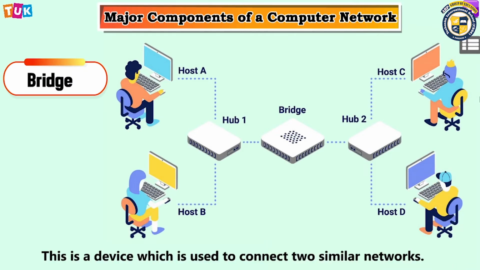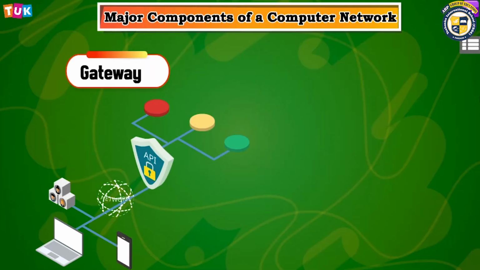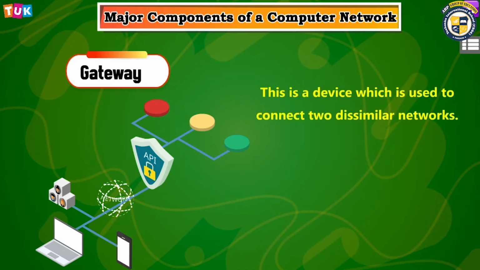Bridge. This is a device which is used to connect two similar networks. Gateway. This is a device which is used to connect two dissimilar networks.